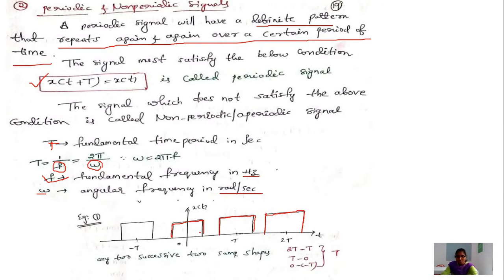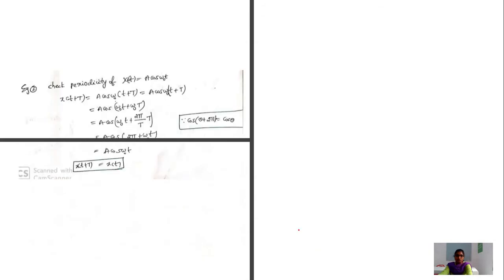Example: here, I have taken one signal which is in this shape and it is repeated after every T seconds. From that we can find the time period, which is 2T minus T. The exact shape repeats: 2T minus T, and T minus 0, and 0 minus (minus T). For that, the time period is capital T. On to the next slide.